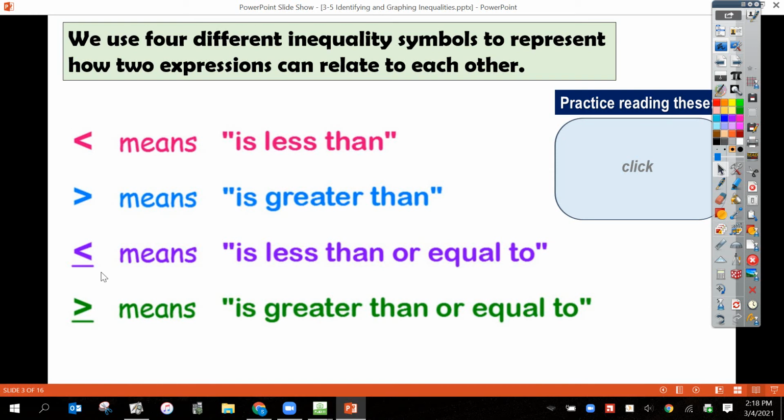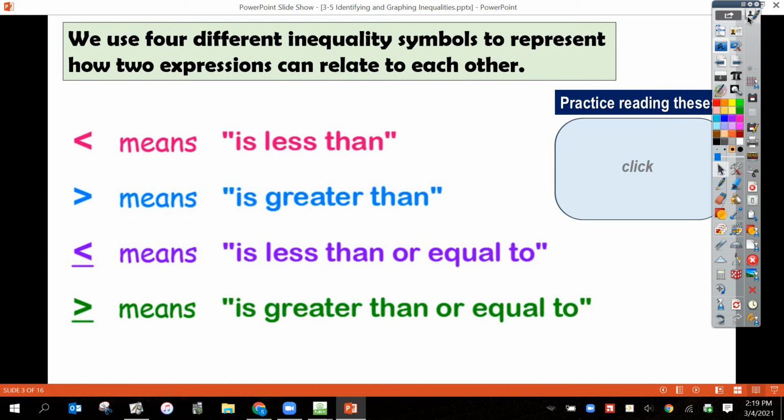Now the purple one, this one's a little different. It's got this line on the bottom, which is like half of an equal sign. And what this means is it's either less than, just like the red one, or equal to. And then the green one has the greater than symbol and half an equal sign. So that means it's greater than or equal to.